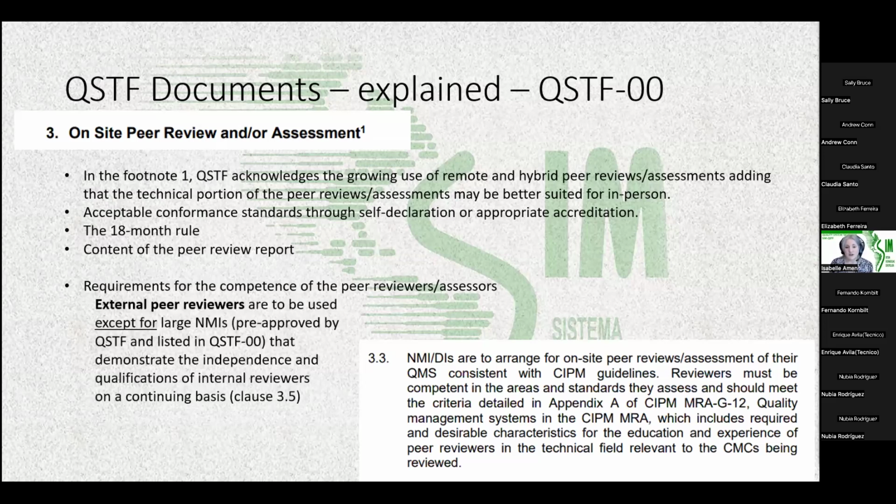The reviewers are external to the institute presenting the QMS. However, there are exceptions for very large NMIs. Those very large NMIs are pre-approved by SIM-QSTF, and they are actually listed in QSTF-00 in clause 3.5. Those large NMIs will have to demonstrate on a continuing basis the independence and the qualification of the internal reviewers that have been chosen. Today, only 3 NMIs have been pre-approved. In this case, these 3 NMIs are NIST, INMETRO, and INTI.